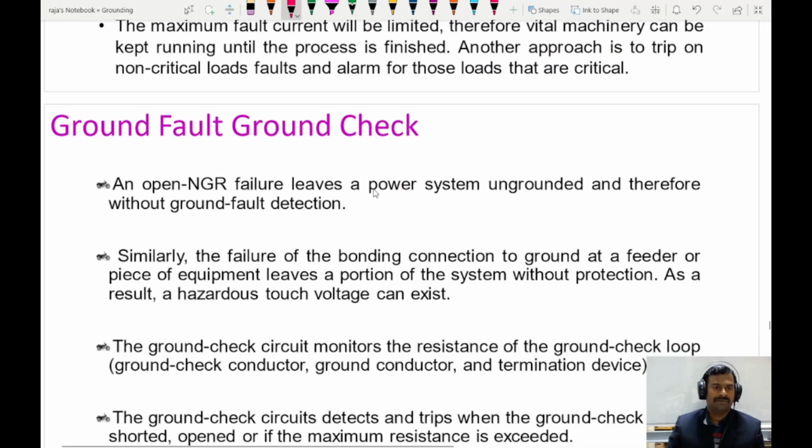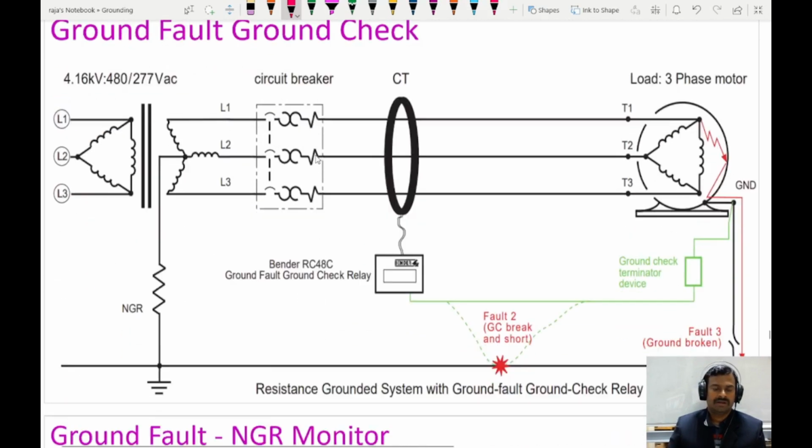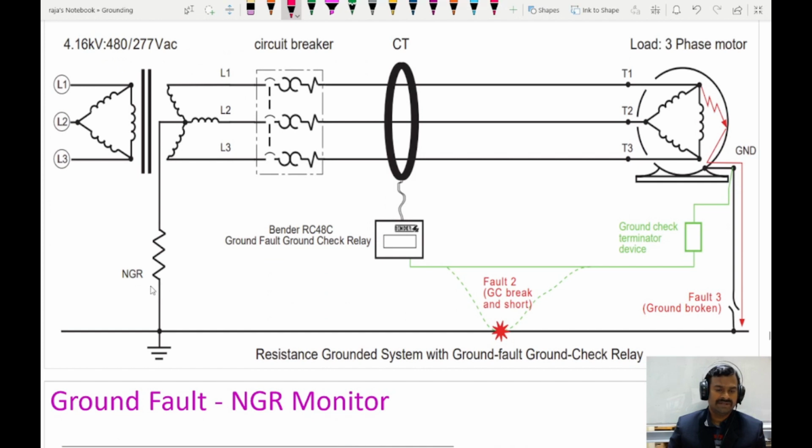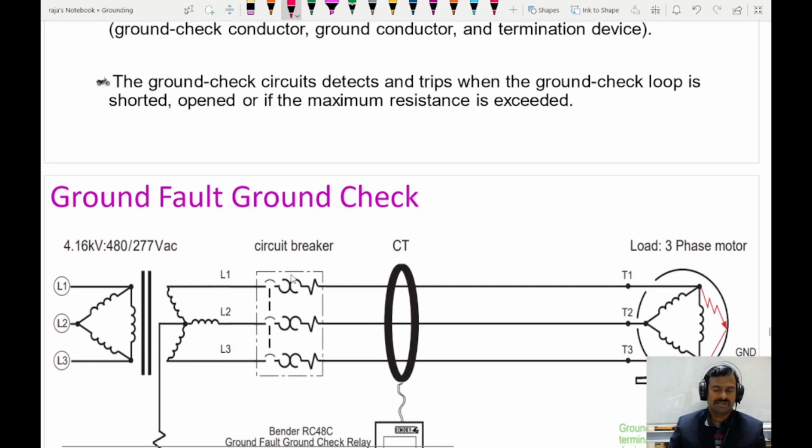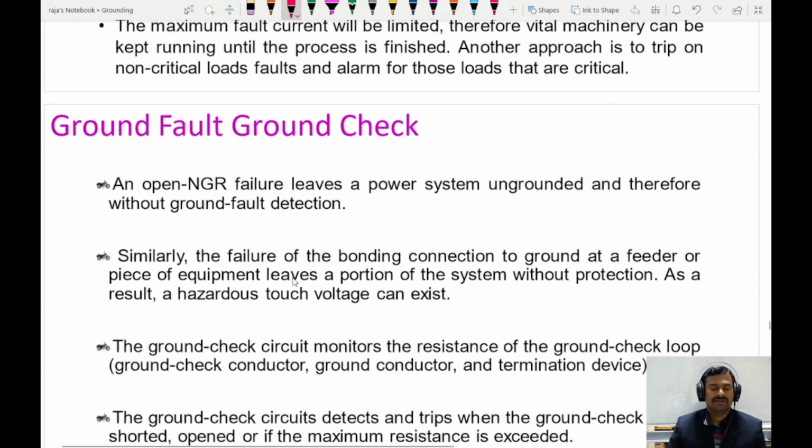So for that we have two different devices. One is the ground fault ground check device, and another one is the device which is going to check the NGR condition. So first we will see what the ground fault ground check device is and why it is needed.